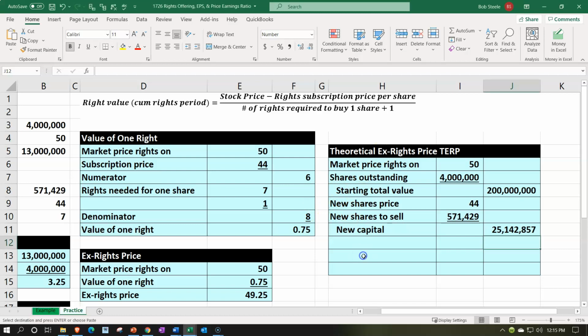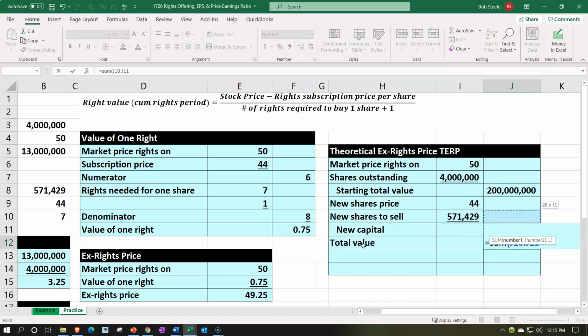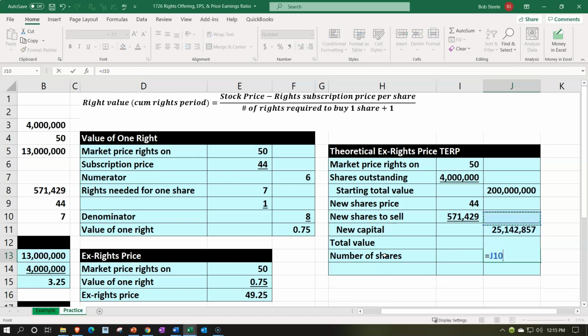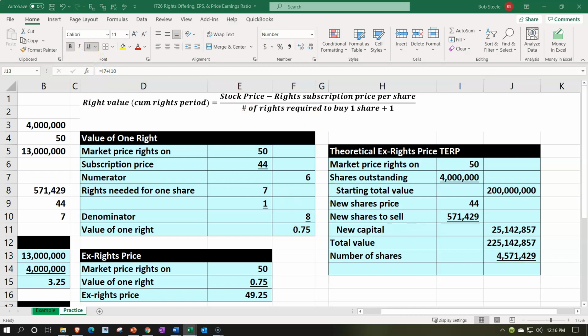So after the new shares are issued, we then have our value, summing this up, of the 225,142,857. And if we look at our number of shares at this point, we now had 4 million, and we issued another 571,429. Underlining that, font group and underline, that's going to give us what we'll call here our theoretical ex-rights.